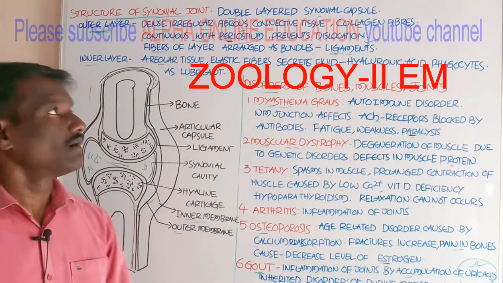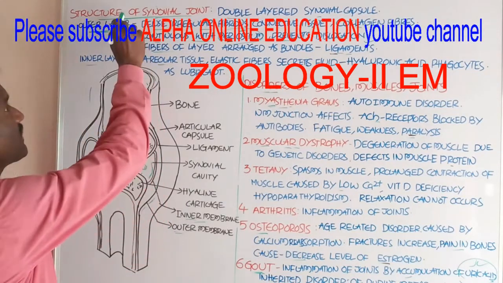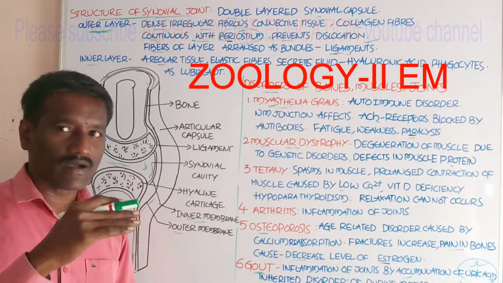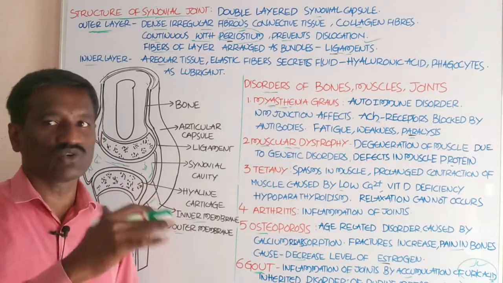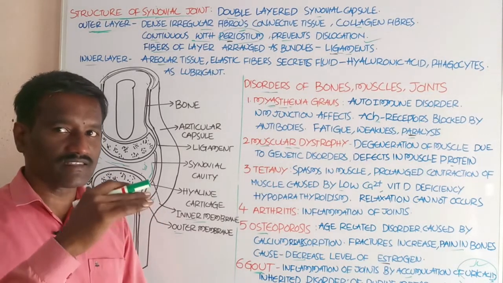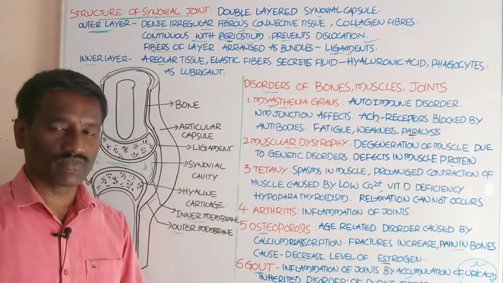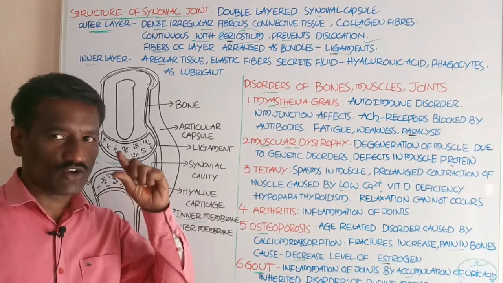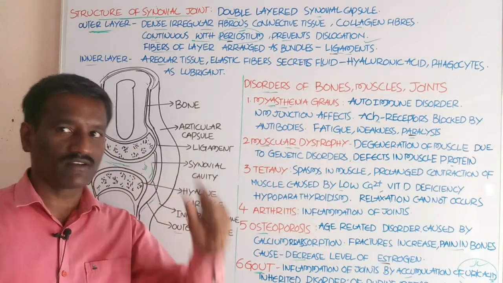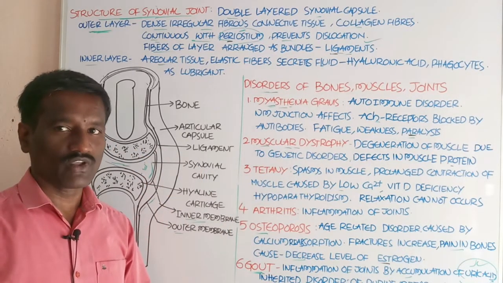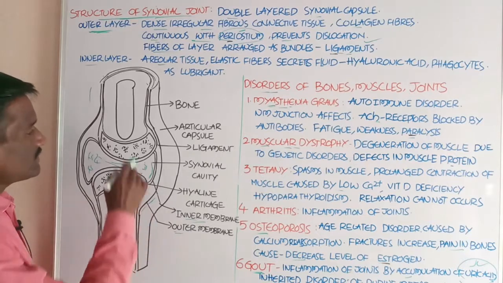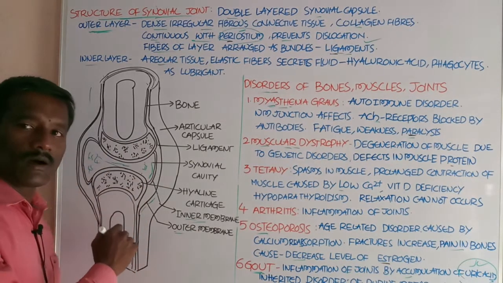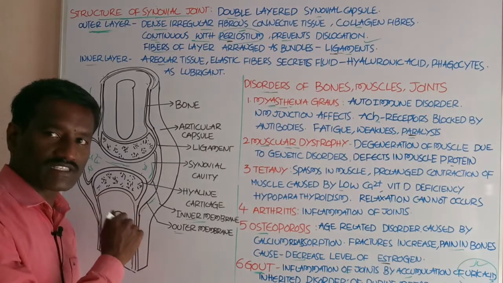Okay, students. Now let us discuss the structure of the synovial joint. The synovial joint is an example of diarthrosis. Diarthrosis means it allows free movement. The synovial joint allows free movement between the two bones. This is the diagram that shows the structure and arrangement of the synovial joint.